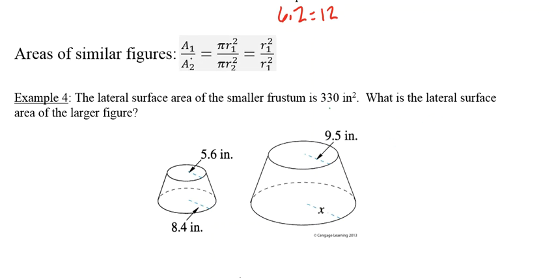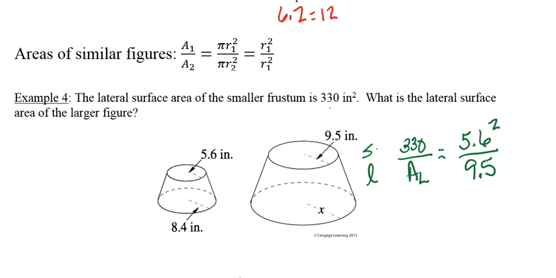So when we do our areas, I'm going to go ahead and do 330 over what I don't know. So this is the area of the large one. So these are my areas. Now I'm going to do my radiuses. This is the small one, this is the large one. So the radius of the small one is 5.6, and I'm going to square that. And then the large one is 9.5.